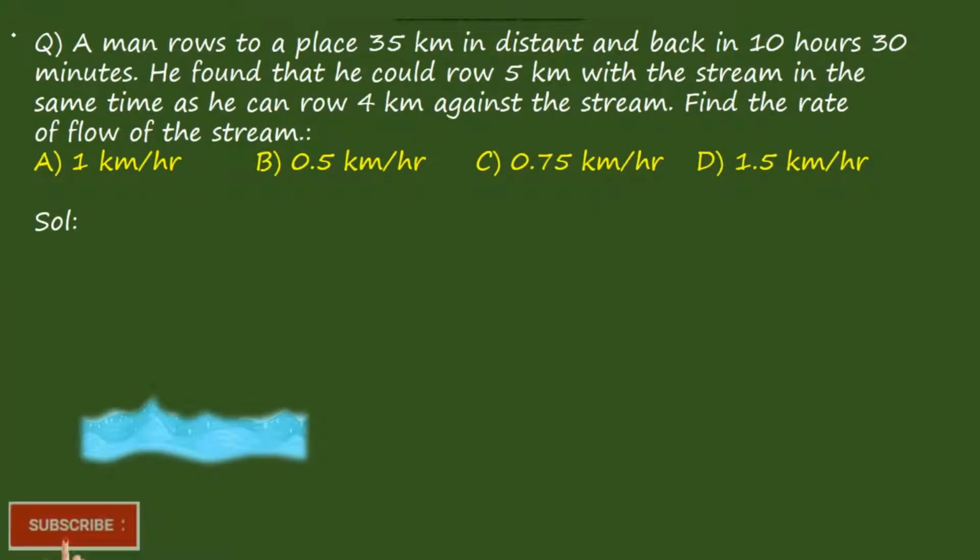Come to the next question. A man rows a place 35 kilometers in distance and back in 10 hours 30 minutes. He found that he could row 5 kilometers with the stream in the same time as he can row 4 kilometers against the stream. Find the rate of flow of the stream.